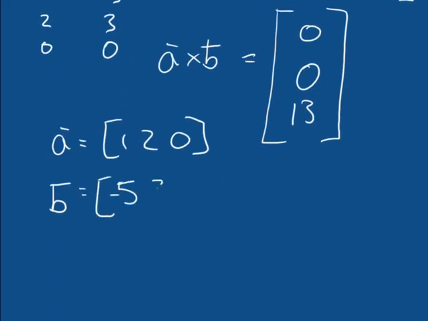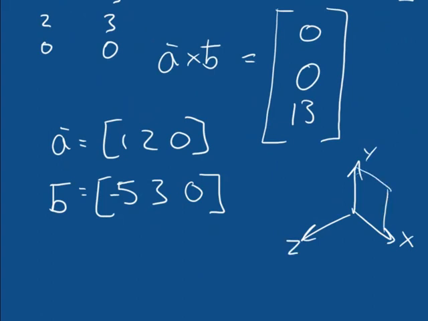Minus 5, 3, 0. When I chose the values, the components of these vectors, I specifically chose them so they don't travel in Z. So what I was doing, I was saying we have our Cartesian axes, we have X, Y, and Z. I was specifically saying that these vectors lie on the XY plane. They do not travel in Z. So because of that, we've got two vectors that lie somewhere on our XY plane.